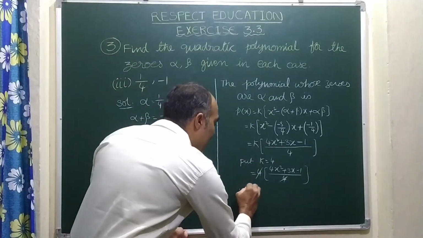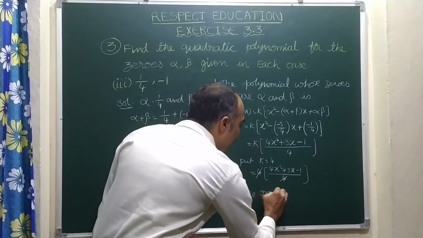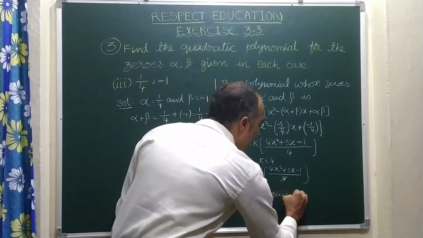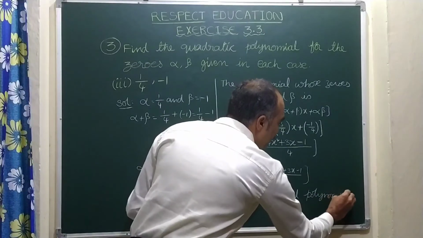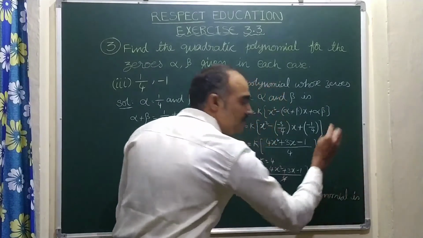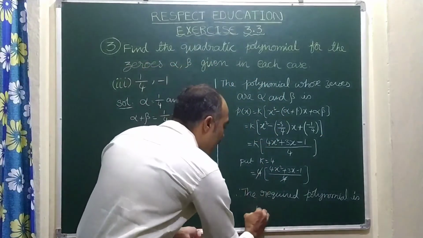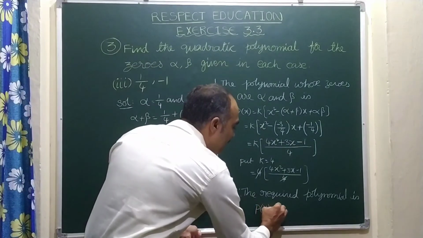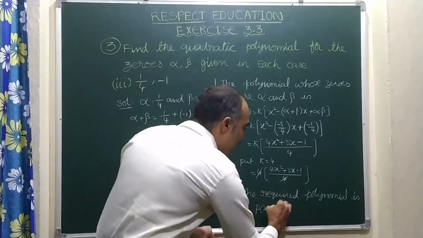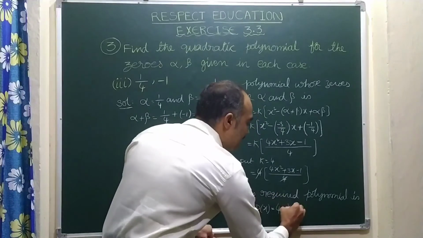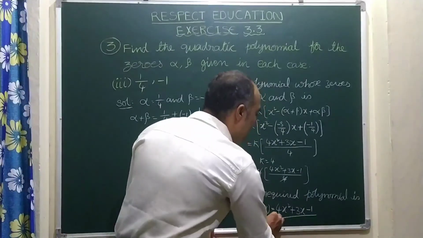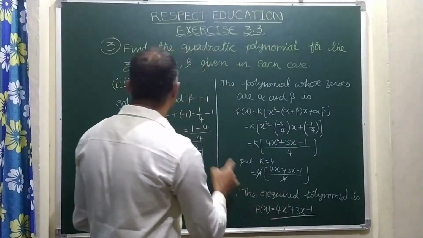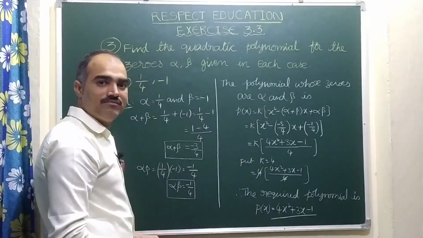Therefore the required polynomial is p of x equal to, here what is left then, 4x square plus 3x minus 1. This is the required polynomial and final answer for this bit, third one.